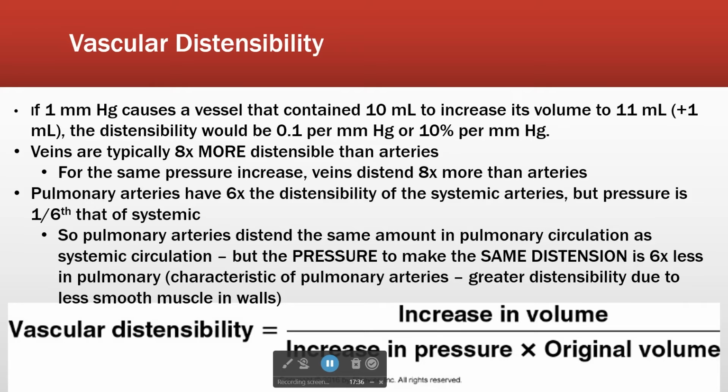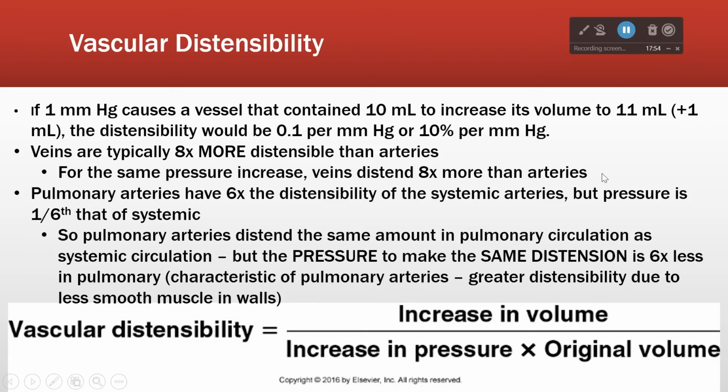Well, our system is more variable than that. So we have to talk about some of the more advanced characteristics of the tubes in our system. So we have these two ideas, distensibility and compliance. Okay, so distensibility describes how easy it is to increase the volume of a particular vessel.